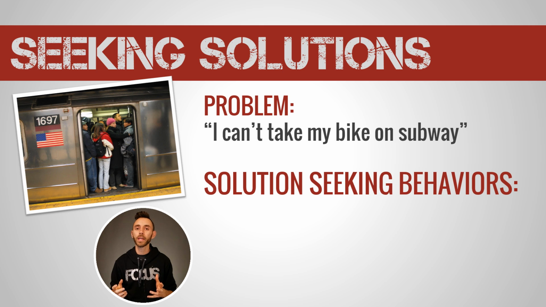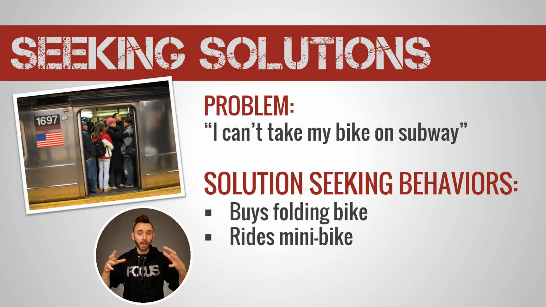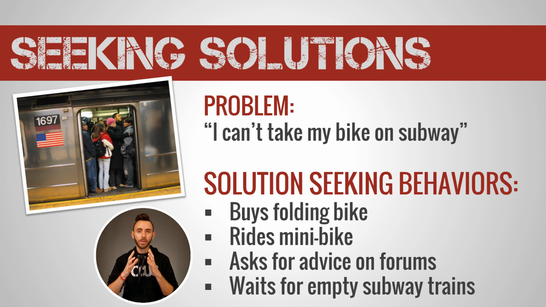So some examples that we might come up with are, maybe they buy a folding bike, you know, one of these bikes that you can fold up and it looks like a briefcase. Or maybe they ride one of these mini bikes, you know, the bike that looks like a razor scooter with wheels, so they can easily throw it in their backpack when they get in the subway. Or maybe they're just asking advice of other people on forums about how they solve the problem. Or maybe they have their normal bike and they just wait for a largely empty subway car to come before they get on. And so they just let train after train go by during rush hour.